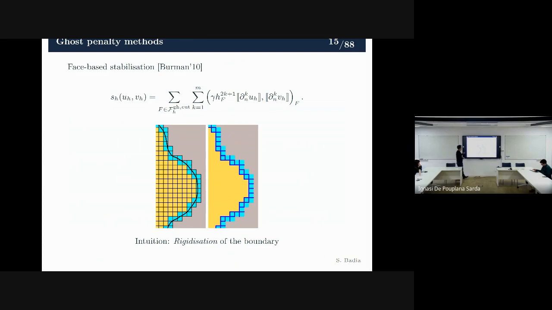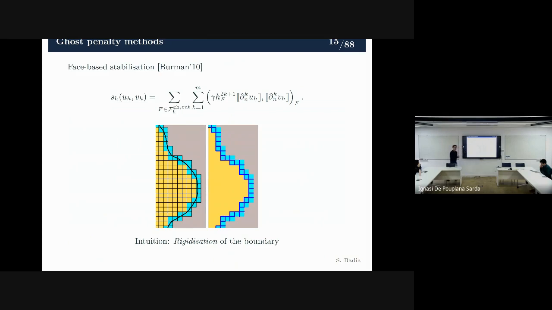And one of them is the one that I show here. And what he did was the following. He proposes to identify all the faces in our mesh that are in contact with cut cells, which are the ones that I put here in blue. And on these faces, he proposes to penalize with h raised to some specific power, where k is the order of approximation of our finite elements. He proposes to penalize the normal derivatives across these faces of our solution.